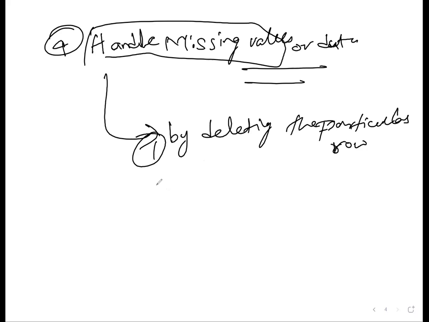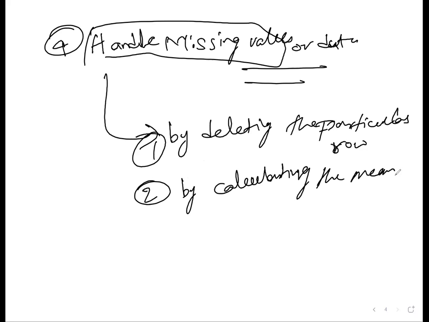So we have another option, which is calculating the mean. This is another way to deal with missing values in the data set. In this way we calculate the mean of that column or row. Let's suppose we have some data set here.